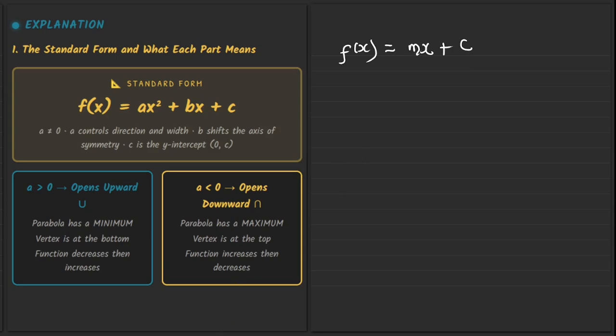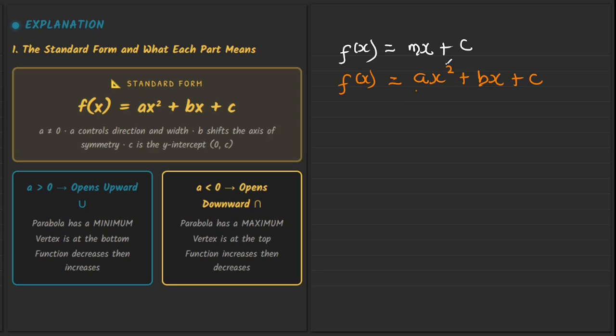But for quadratic, on the other hand, we say f of x, that is the function in terms of x, is ax squared plus bx plus c. This here is the standard form of a quadratic function. Now, just as in linear, m has a role it plays, and c also has a role it plays. For quadratic as well, the a has a role it plays, the b has a role it plays, and the c also has a role it plays.